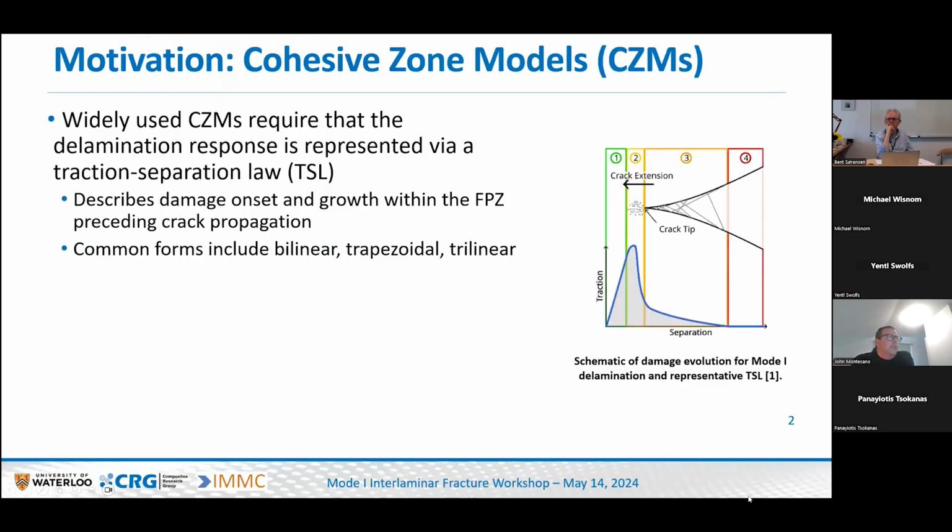So the motivation really for this particular test specimen in our work was to effectively calibrate traction separation laws, which as we know are required for CZMs. Traction separation laws do represent the damage process in the fracture process zone as the delamination crack is propagating. And as we know, there are different forms of traction separation laws. The one shown in this diagram is a typical trilinear traction separation law, which effectively captures fiber bridging, which we do see in mode one for UD composites.